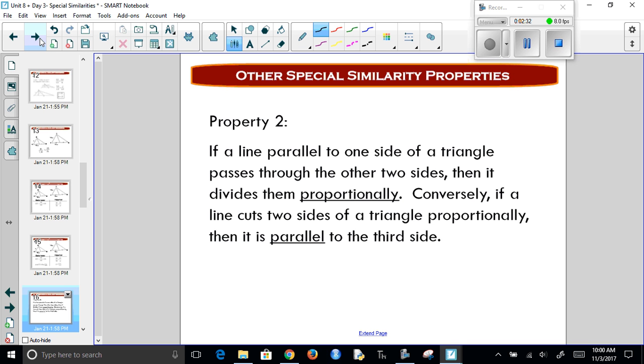Property 2. If a line parallel to one side of a triangle passes through the other two sides, then it divides them proportionally. Conversely, if a line cuts two sides of a triangle proportionally, then it's parallel to the third side. So what that means is if I have a parallel line cut through these two sides, these two sides are going to be cut proportionally. Likewise, if these two are proportional, then these have to be parallel.